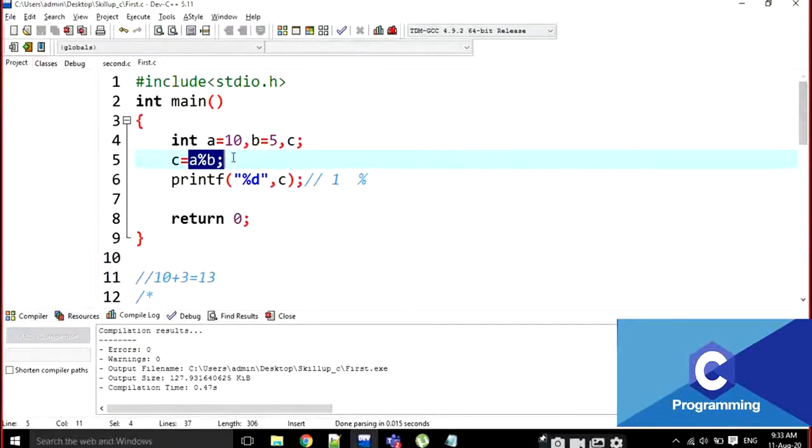These are the arithmetic operators. Everyone note it down in the notebook. Just maintain a notebook and write everything.